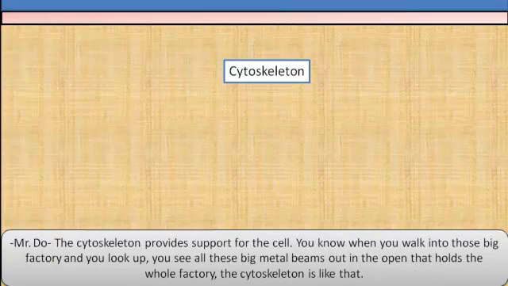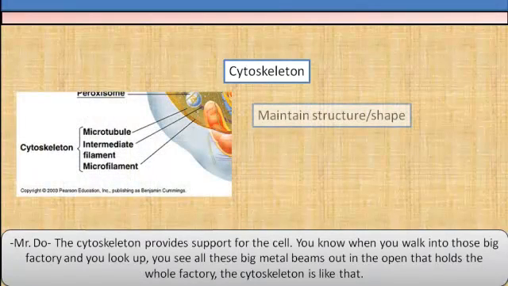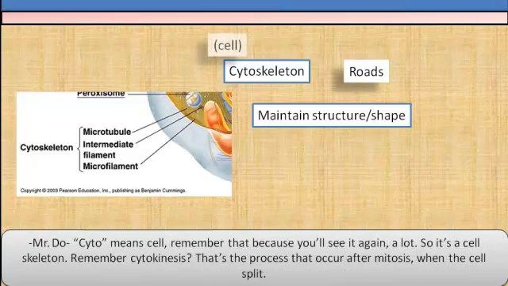The cytoskeleton provides support for the cell. You know, when you walk into those big factories and you look up and you see all those big metal beams out in the open that holds the whole factory? The cytoskeleton is like that. Cyto means cell, and remember that because you'll see it again a lot. So it's a cell skeleton. Remember cytokinesis, that process that occurs after mitosis when a cell split.